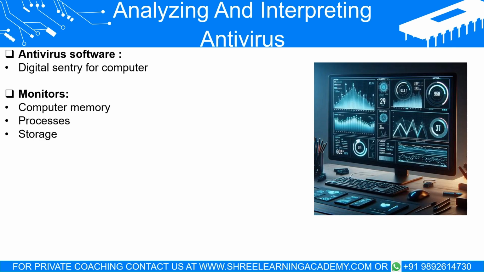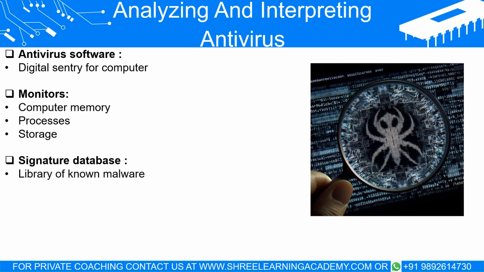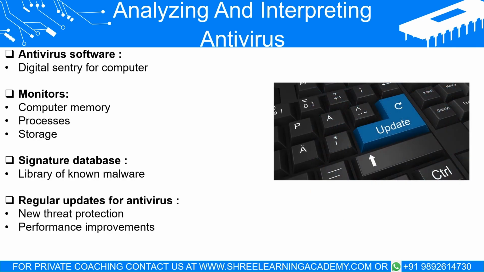Imagine your computer as a fortress and the antivirus as a vigilant guard. If an unknown individual, similar to malware, tries to enter the fortress, the guard can recognize them based on a most wanted list and prevent their entry. This most wanted list in antivirus software is known as signature database. It's essentially a library of known malware threats which the software uses to identify potential threats.